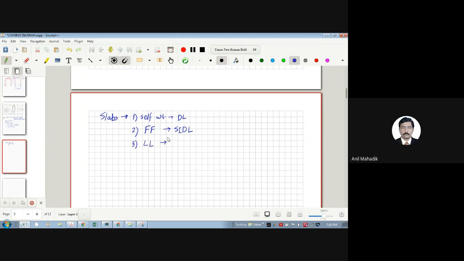Now to calculate any dead load, we require density and we require volume. Density into volume is weight. And for getting the live loads, you need to refer to IS code IS 875 part 2. Now we will first calculate the slab loads and then we will shift to the beam loads and other loads.